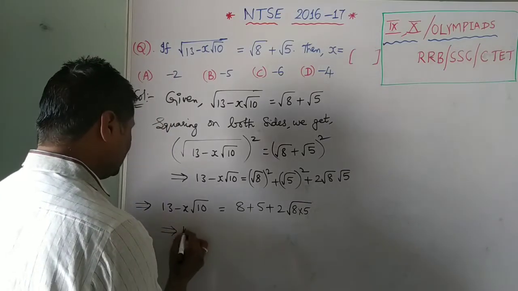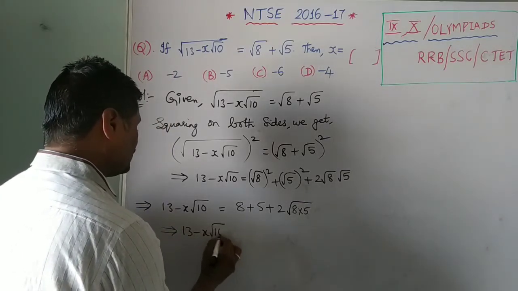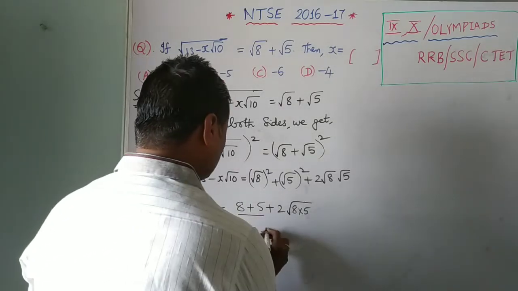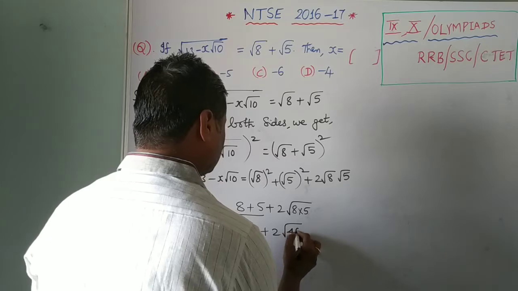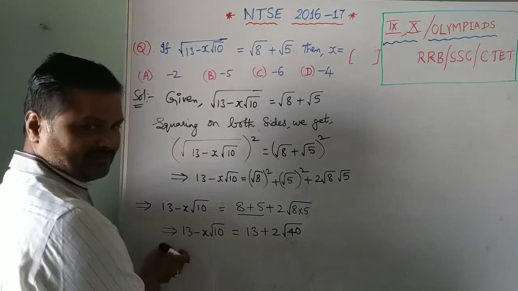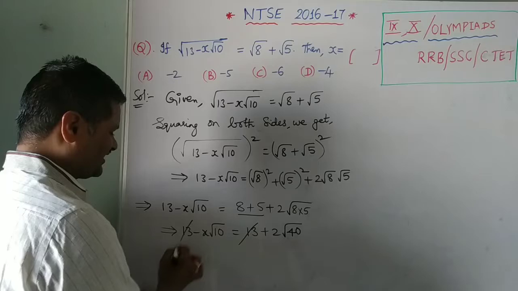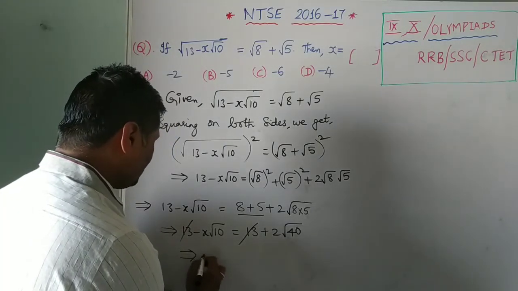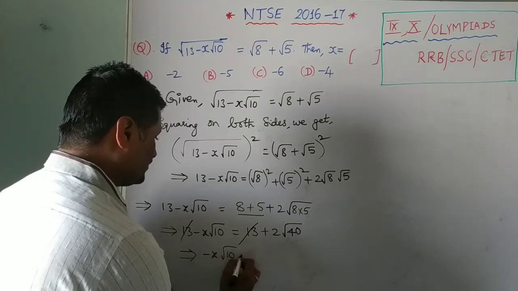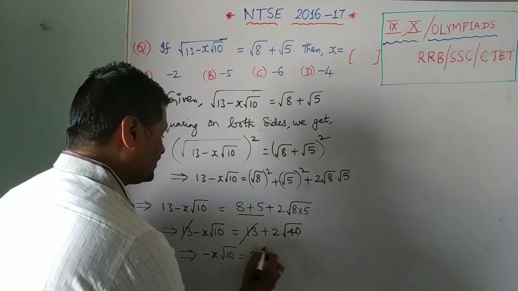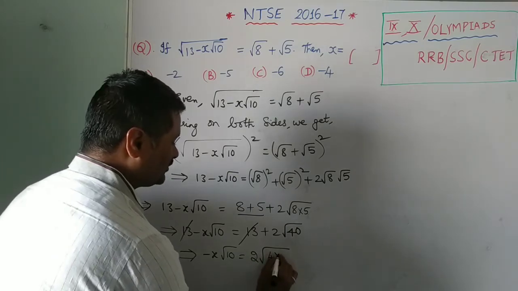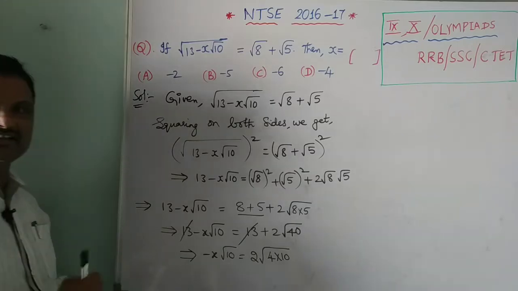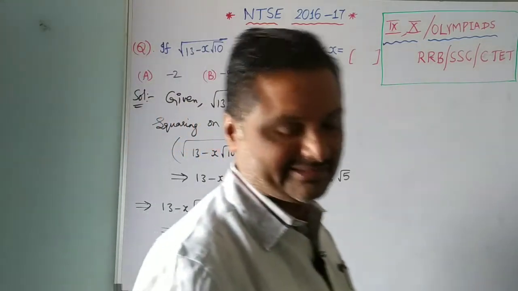So nothing but again 13 minus x root 10 is equal to, here these two are like terms, 8 plus 5, 13 plus 2 root 40. 13 coming this side means minus 13, so here itself we can cancel, no need to shift each and everything. So I can write now minus x root 10 is equal to 2 root of 4 into 10. 4 into 10 is 40. 4 is a perfect square, 10 is not a perfect square. So we can represent it like that.